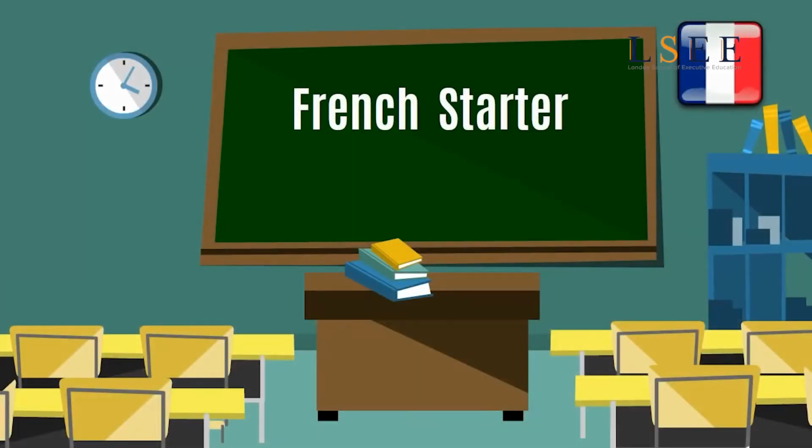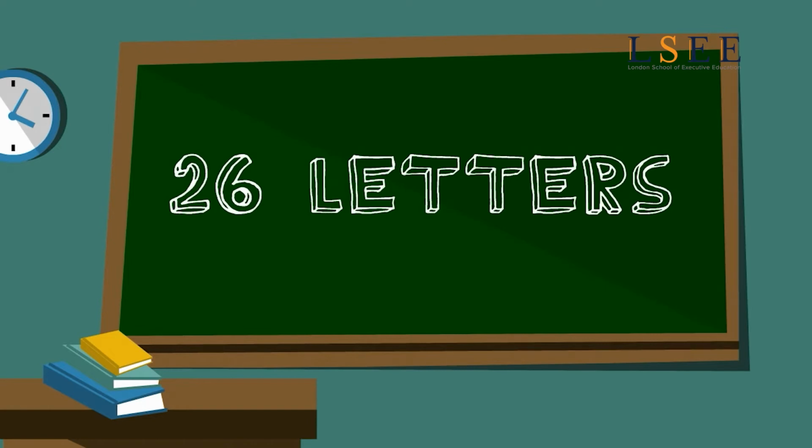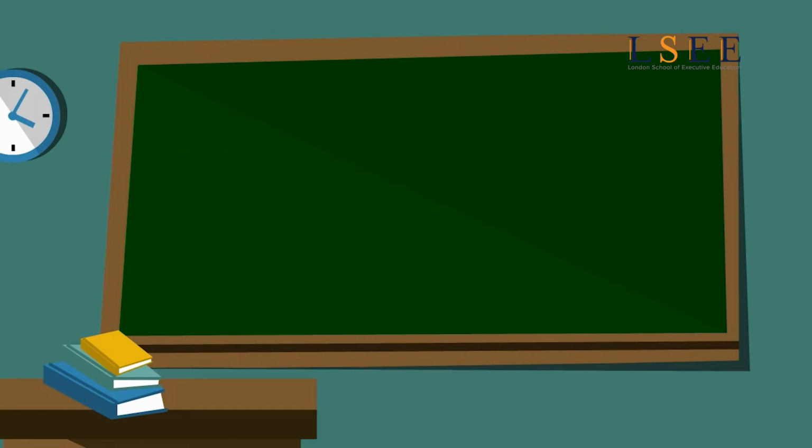Welcome to the alphabet. In this lesson, we will learn the French alphabet and how to recognize some simple words. The French alphabet is made up of 26 letters. Here are the first 10 letters and how they sound. Listen and repeat.